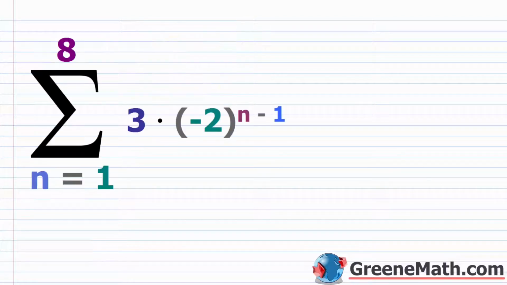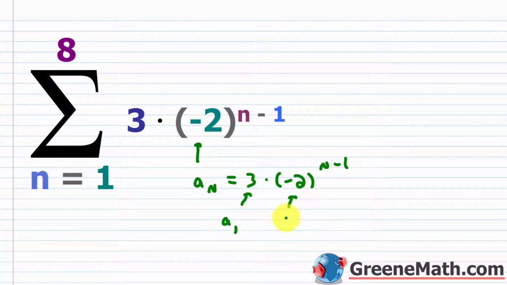And let's go down here. And we've written this in summation notation. Hopefully you remember how to read this. This is from n equals 1 to 8. It's the summation of 3 times, you have your negative 2 raised to the power of n minus 1. So essentially, the formula here for the geometric sequence, it's a sub n equals 3. Okay, that's going to be your a sub 1. And then times your negative 2, that's your r, raised to the power of n minus 1. So again, this is your a sub 1, and this is your r.